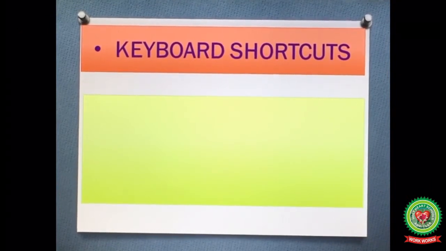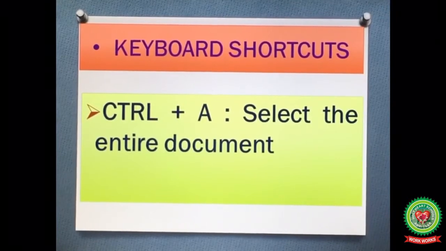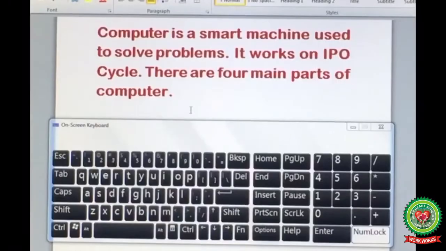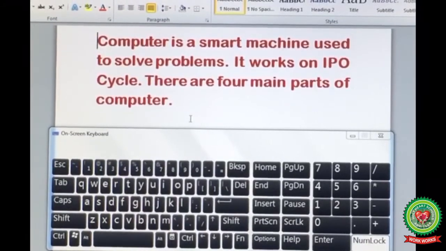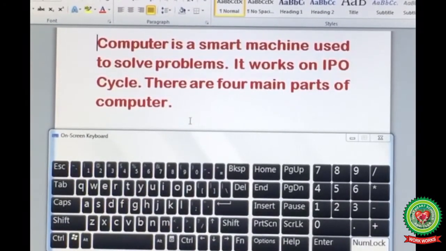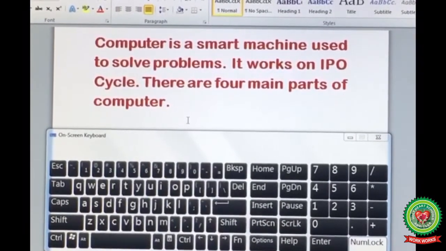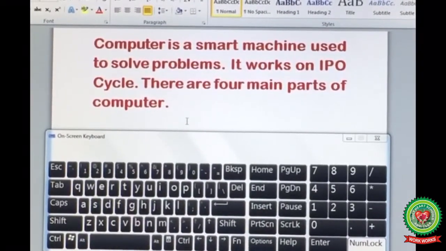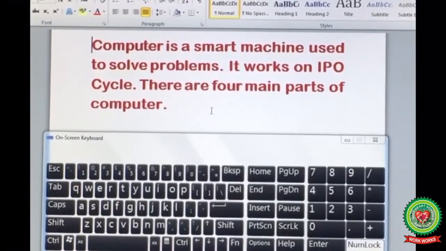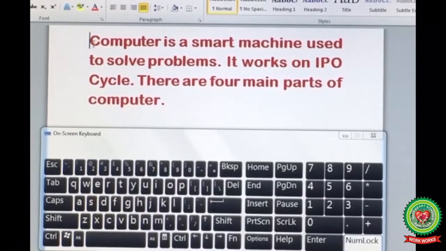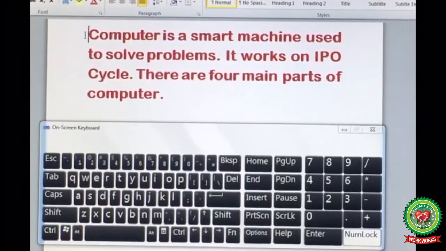Next keyboard shortcut is Ctrl plus A. Using Ctrl plus A keyboard shortcut, we can select the full document at once. For this, place your cursor anywhere in the document.